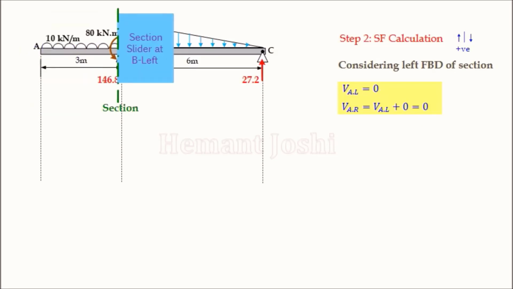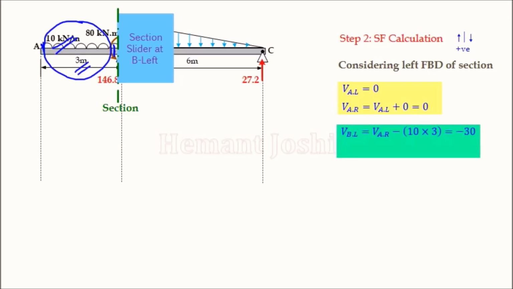Next is B point, B left. From A left to B left, observe there is a newcomer of UDL. Intensity is 10, distance is 3. So the total UDL is 10 into 3. Acting downward means negative. So the original value is taken and the newcomer is minus 10 into 3. So the answer is minus 30.